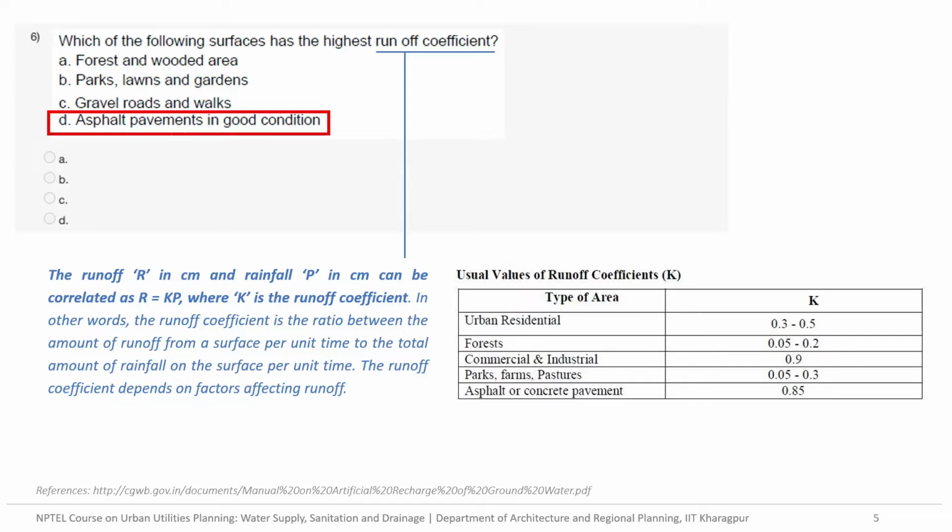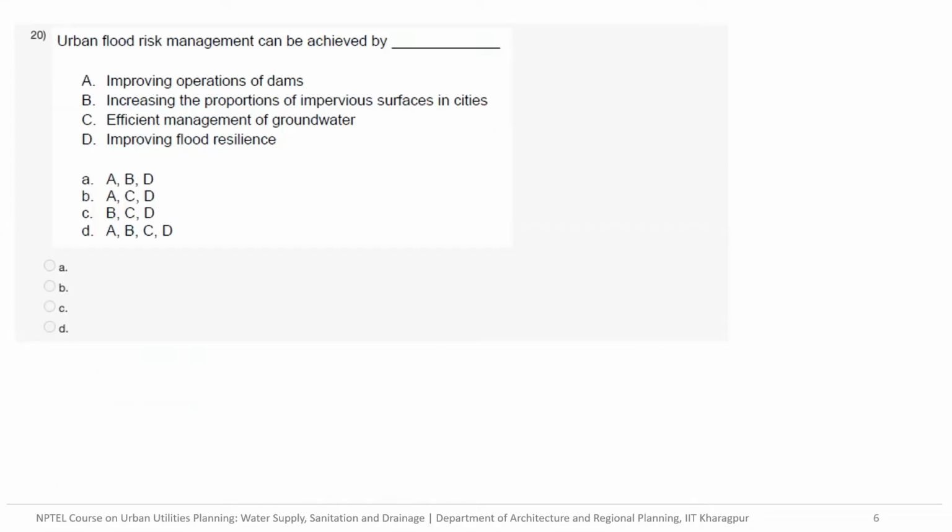So why in good condition? Bad condition asphalt pavements might have these ups and downs, which will enable water to sort of stay there for a long time and collect, and therefore might enable slow movement in a particular direction and then seepage through. Or when there is a gap in the asphalt pavement, it might enable seepage.